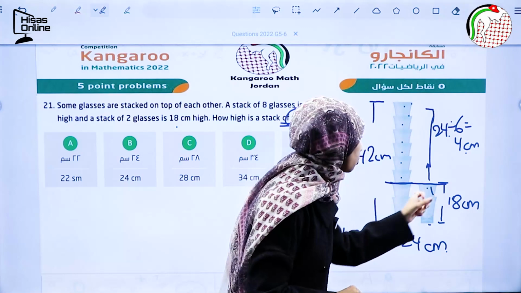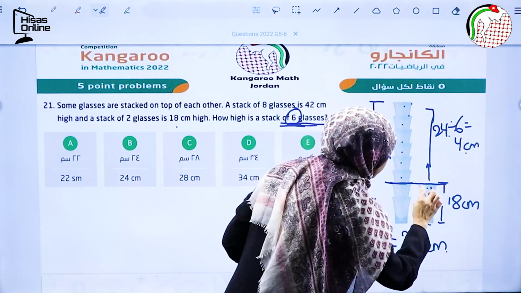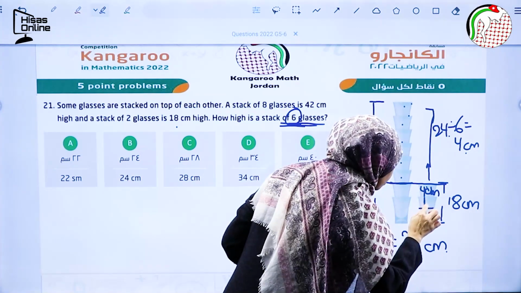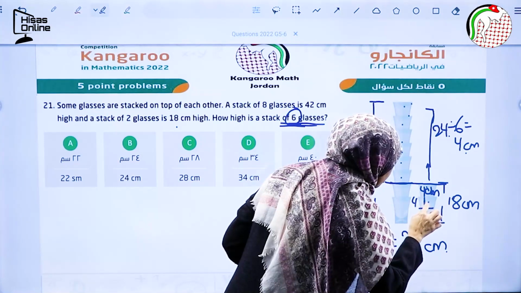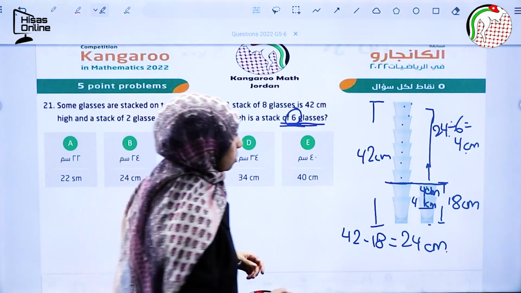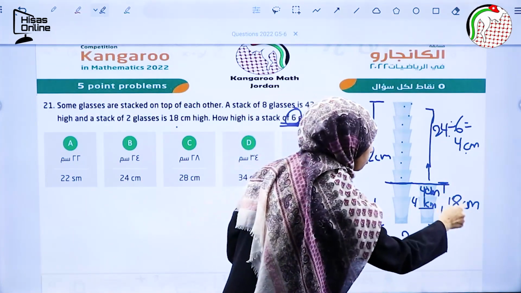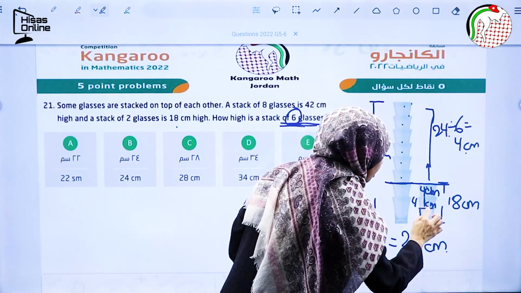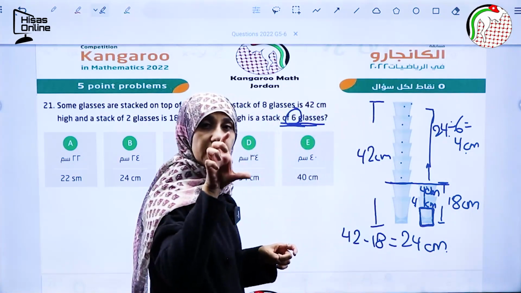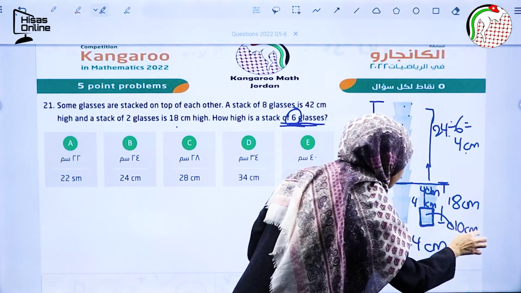Moving back to this part, that means that this one here is 4 centimeters and another top for the other 2, which is 4 centimeters. So 4 plus 4 equals 8. 8 out of 18. That makes the hidden part here, that we couldn't know the height of, 10 centimeters.